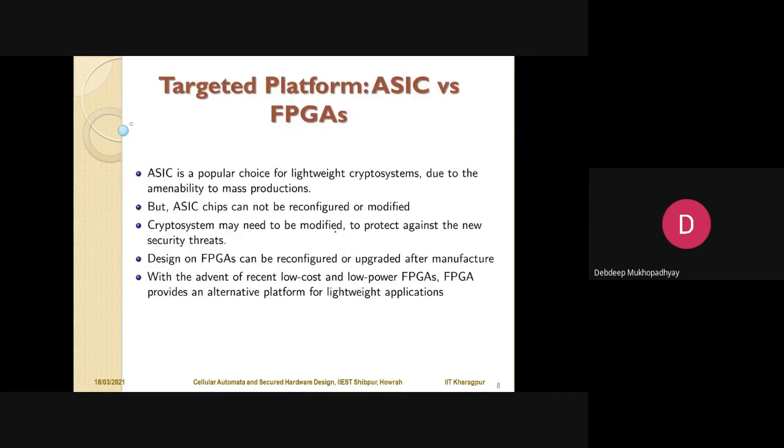So also, the choice of the platform is very crucial. For example, you can have different ranges of platforms. ASICs, or application specific integrated circuits, are a popular choice for lightweight crypto systems because you can choose your libraries accordingly. You can do mass production, and that makes your per chip cost much smaller. But at the same time, ASIC design needs a lot of expertise, and they also cannot be reconfigured or modified, and that has made FPGAs much more popular because you can reconfigure and upgrade them, you can do it in your lab.